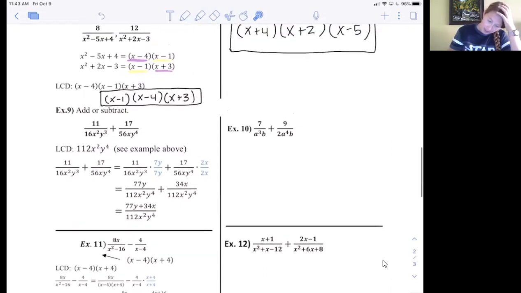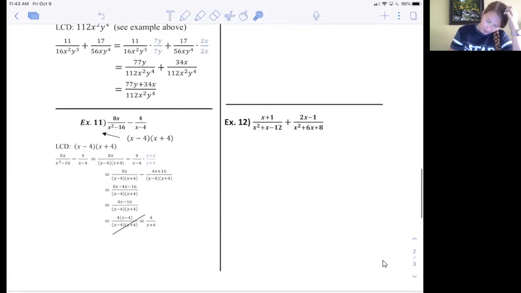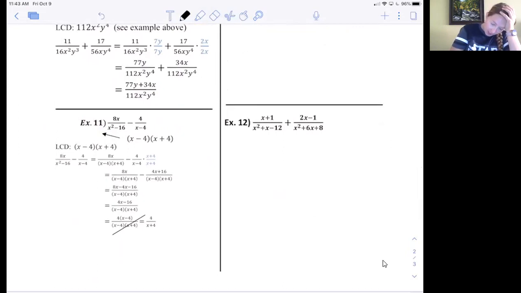Okay, we're gonna skip this example for now, but I'll come back to it. Let's go down here to example 11 because I'll have more room to write. So I'm gonna first find the LCD of this.